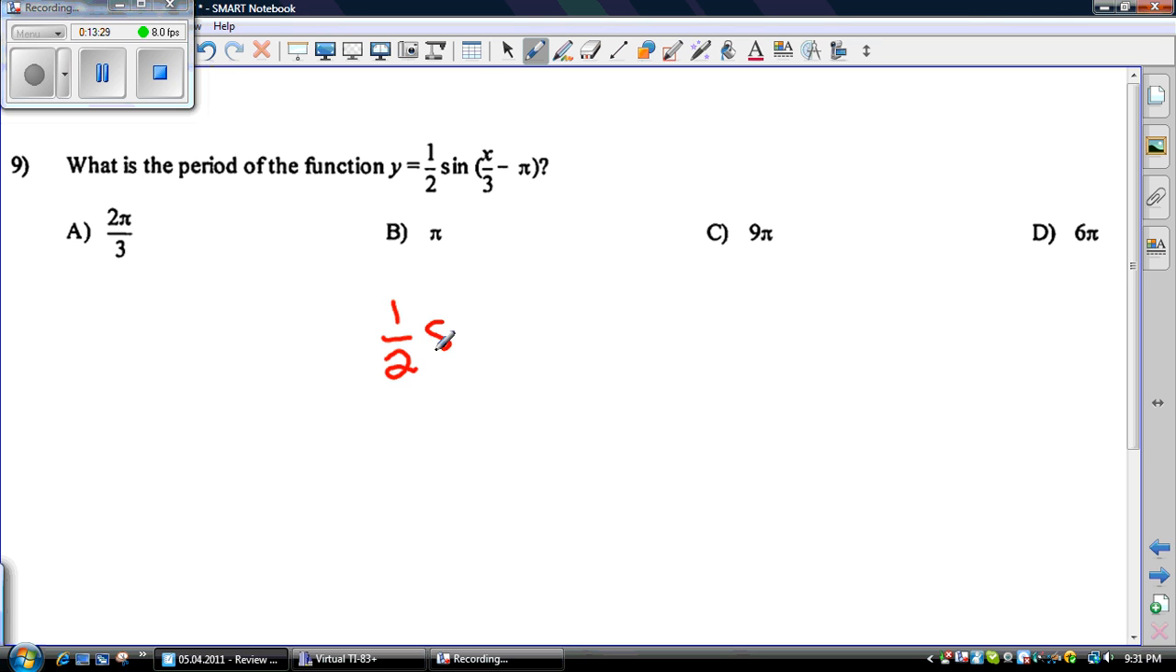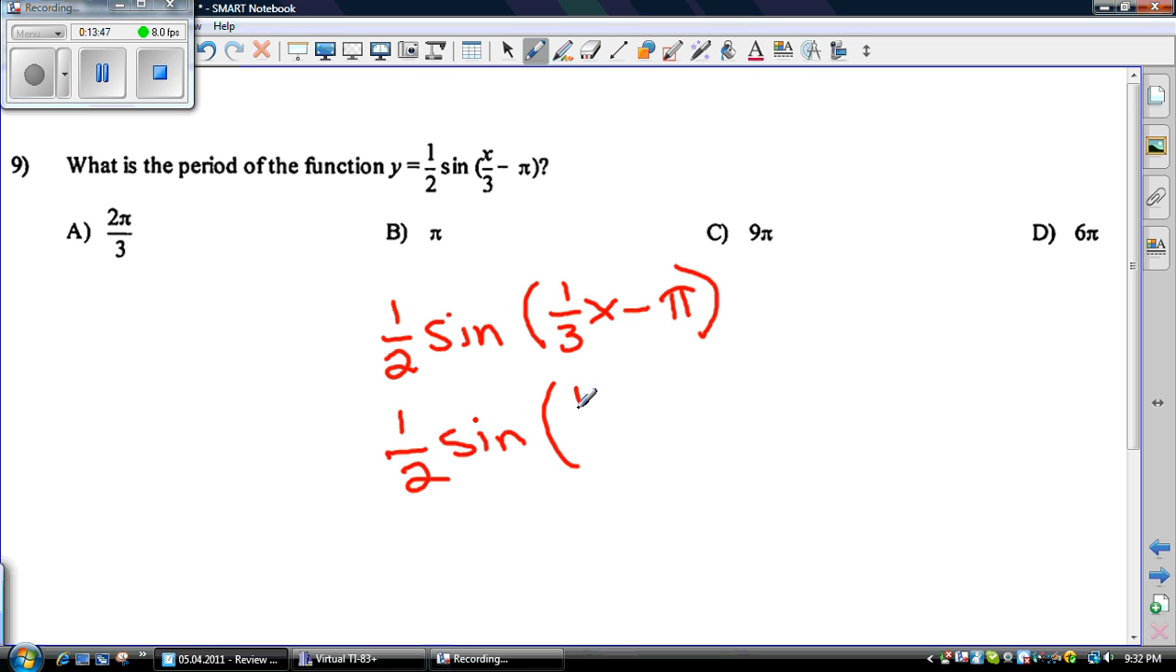We're going to need to put this in expanded form. 1/2 sine 1/3 x minus pi. Just rewrote this portion of it. Now, let's expand it out a little bit. I'm not changing it. I'm just rewriting it in a little bit of a different way.